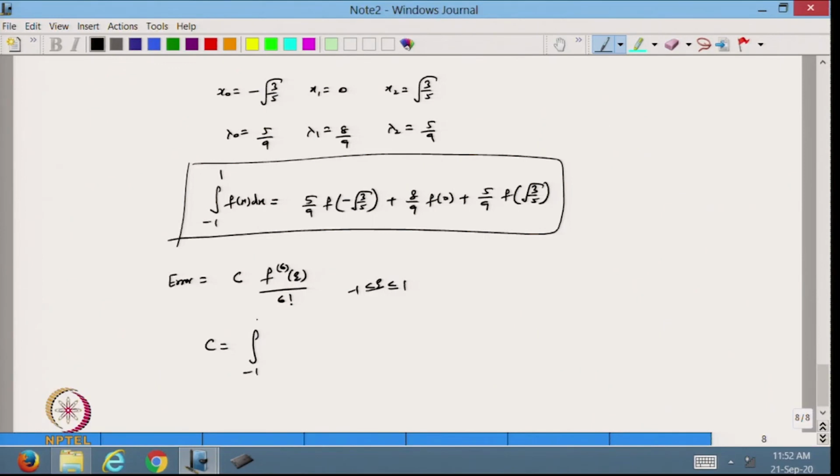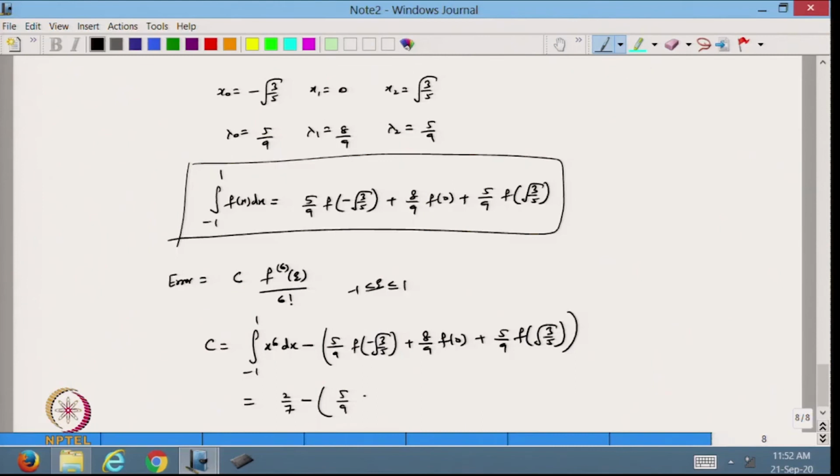So, it is the integral from minus 1 to 1 of x raised to power 6 dx minus this one: 5 by 9 f of minus square root of 3 by 5 plus 8 by 9 f of 0 plus 5 by 9 f of square root of 3 by 5. So, from here I can find the value of C. Now, it will be x7, so it will be 2 by 7, right, because x7 by 7 and there will be 2, minus 5 by 9. So, this value will be minus square root of 3 by 5.